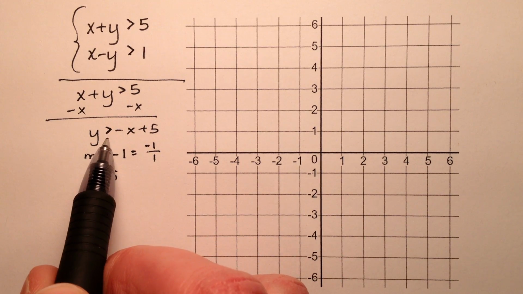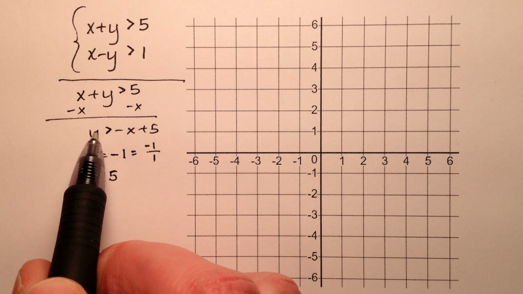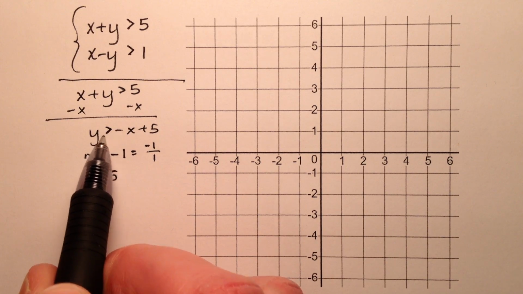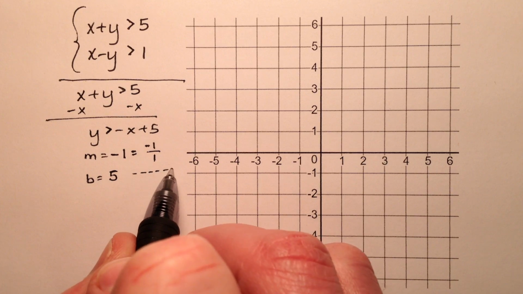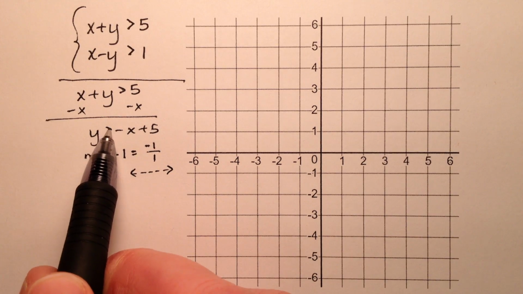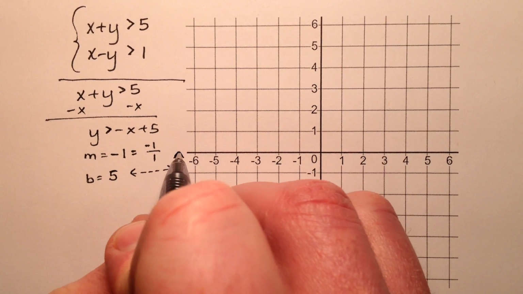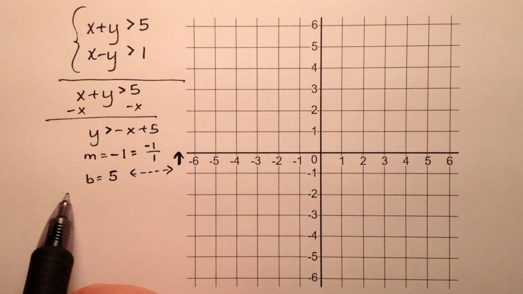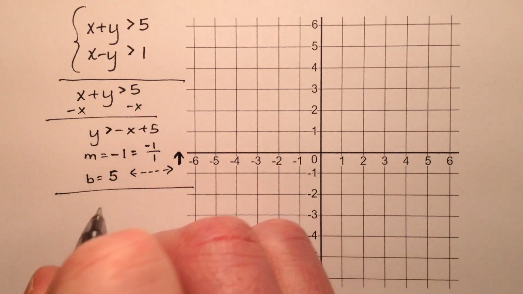This is going to be a dashed line because the inequality is y is greater than, but not equal to. So it's going to be a dashed line because the boundary itself is not included in the solution set. And then it's y is greater than, so I'm going to be shading above the line. Okay, so let's look at the next one.